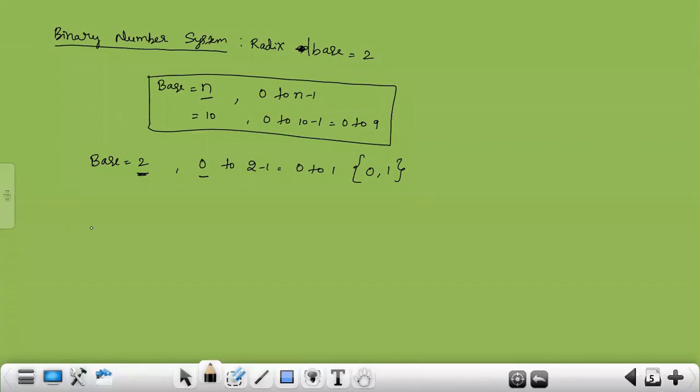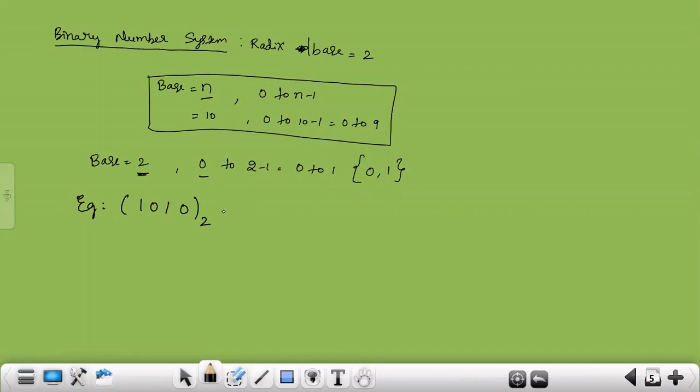So I will just take one example so that your doubt will be clear. I'll just take 1 0 1 0 with base 2. So what is this here? What is it showing? It is a binary number system. So the 2 indicates it is a binary number system. So what elements do I have? Either I have 1 or 0.